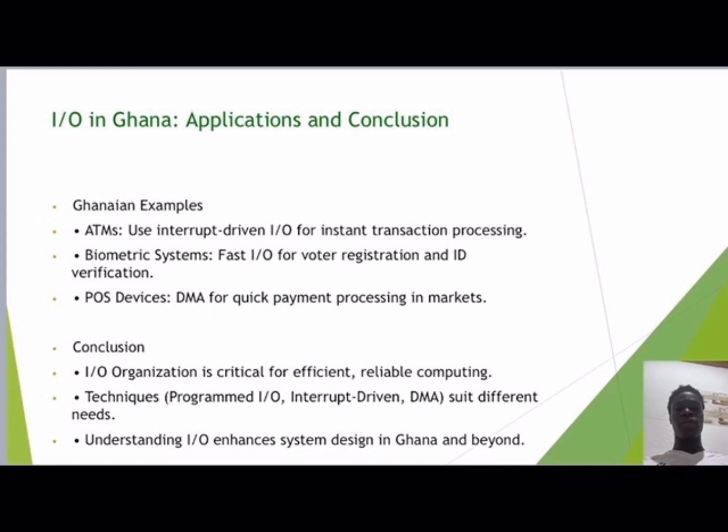So in conclusion, to all that we've said throughout our presentation on IO organization, we've explained how computers interact with external devices, the different methods like programmed IO, interrupts and DMA, and how hardware components make everything work smoothly. Without IO organization, modern computers wouldn't be as fast or reliable. Thank you for your time, and we hope you now understand how input and output organization works in computer systems.